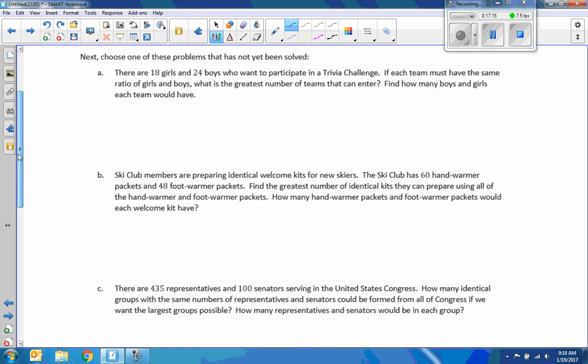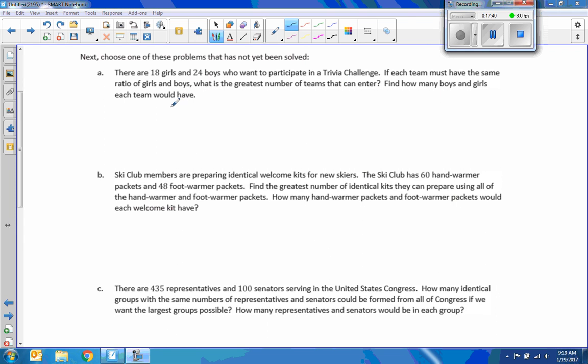Alright, so this one says, next choose one of the problems that has not yet been solved. There are 18 girls and 24 boys who want to participate in a trivia challenge. So now we're going into word problems and using GCFs and LCMs in real world scenarios. If each team must have the same ratio of girls and boys, what is the greatest number of teams that can enter? Find how many boys and girls each team would have.